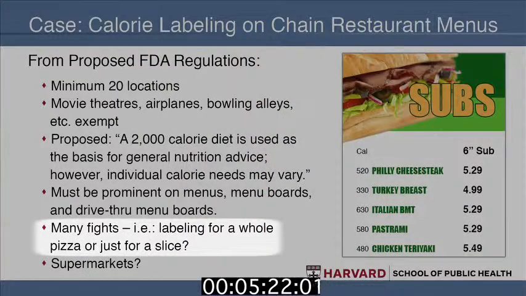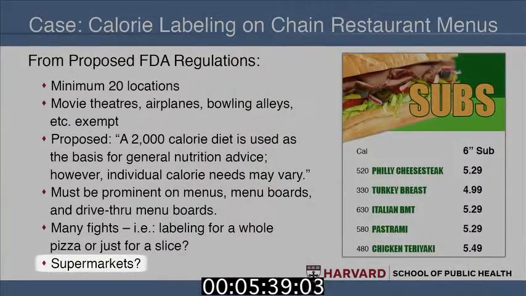For example, when you identify the number of calories in a pizza, do you do it for the whole pie or for a slice? If you're the pizza industry, you just want it for a slice. You don't want to have to label the whole calories for the whole pie. Big fights about that. Supermarkets are trying to get themselves exempted for their salad bars and things like that. So lots of controversy about it. The statute establishes a standard, and then it's up to the agency to implement the policy and define it in ways that the people who wrote the statute never imagined.